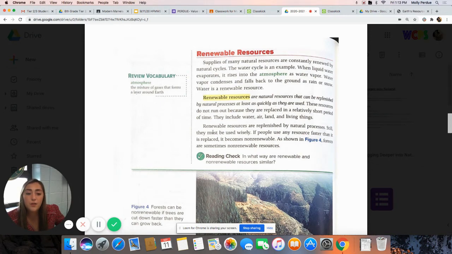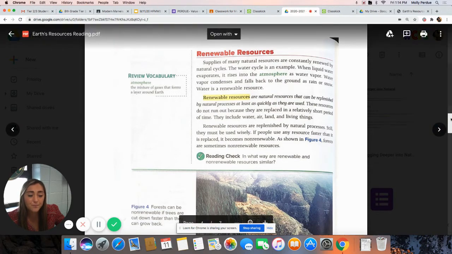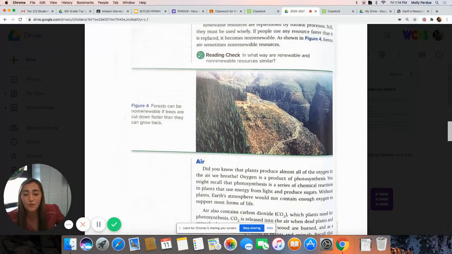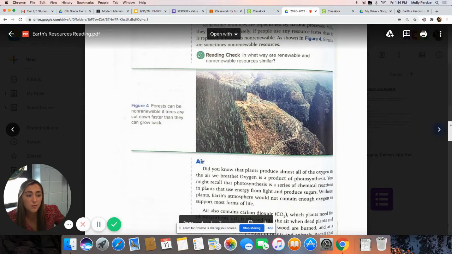If people use any resource faster than it is replaced, it becomes non-renewable. As shown in Figure 4, forests are sometimes non-renewable resources. So if we look at Figure 4, we're looking at all the trees that have been cut down for lumber because they can't grow back as fast as we're using them in some cases.